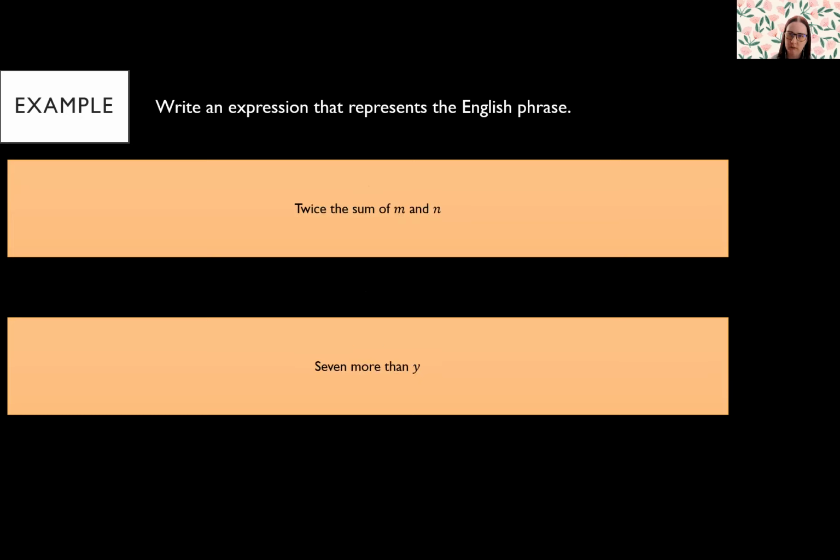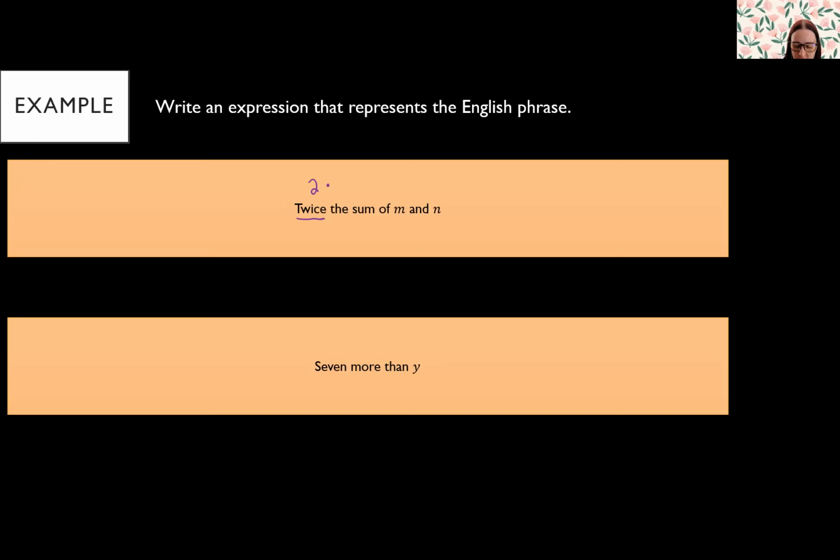Okay. So here's two more examples. We're doing the same thing. So we'll start with the top. We have twice the sum of m and n. And my pen seems to be dying. There we go. Okay. So I work my way left to right. So twice means you're doing 2 times something. So I'm just going to write 2 and then my multiplication symbol just to indicate that I'm multiplying by something.